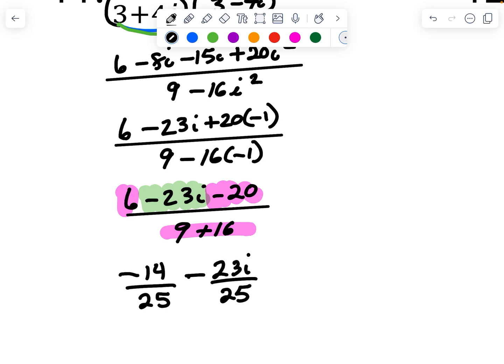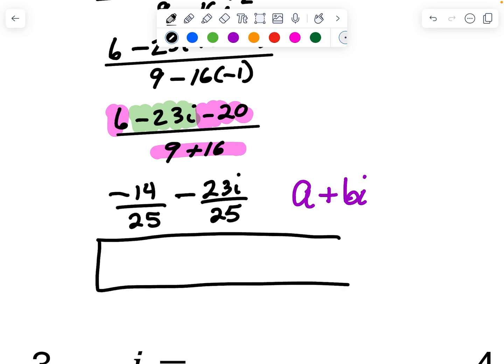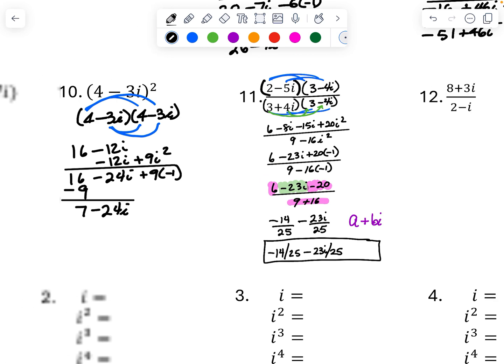They have to be separated because they have to be in the form real number plus imaginary numbers. So you have to separate the fractions apart. When you type this into Canvas, what you are going to load as an answer. So here's your Canvas box. What you're going to load is negative 14 divided by 25 minus 23i divided by 25. That's what you're going to load Canvas with.